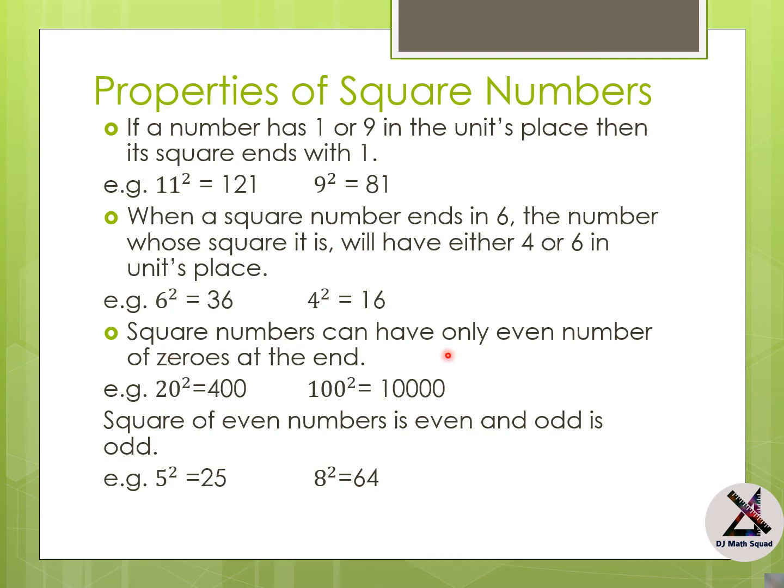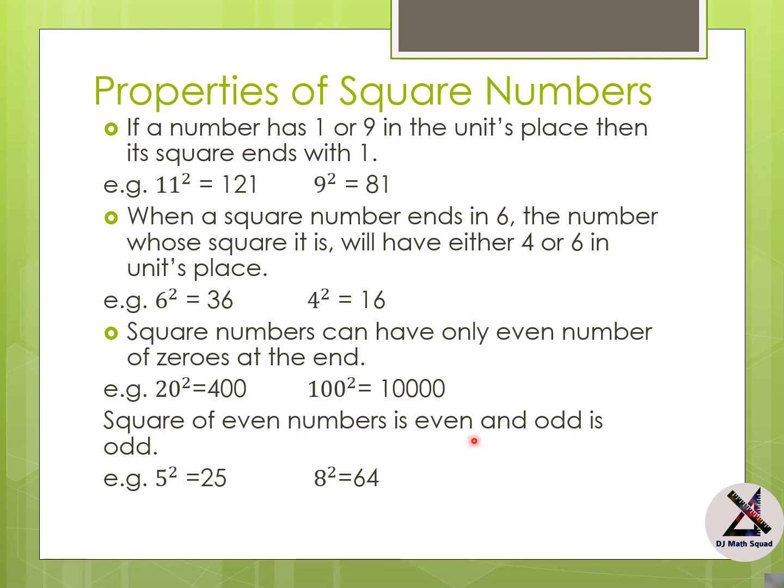Square numbers can have only an even number of zeros at the end. For example, 20 square is 400 and 100 square is 10,000. So if you see a number which has an even number of zeros at the end, it might be a square number. But a number which has an odd number of zeros at the end is surely not a square number.